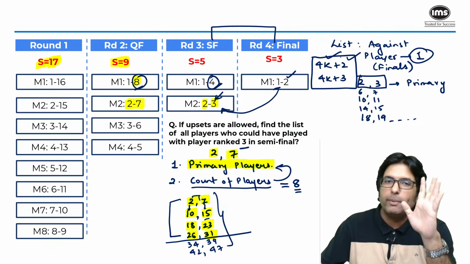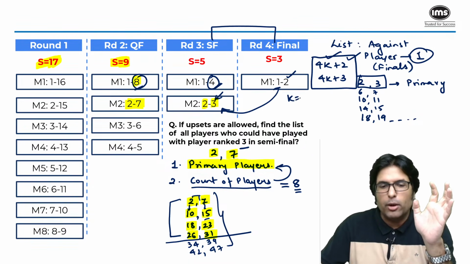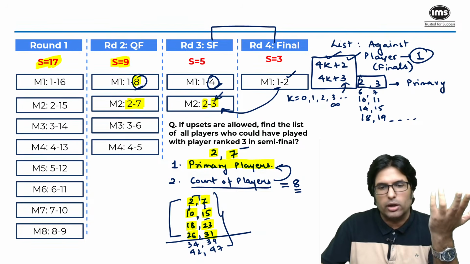So the format for all players would be of the form 4k plus 2 and 4k plus 3. Just keep on putting k as 0, 1, 2, 3 and so on till infinity, you will get the entire list of players depending on the total players.